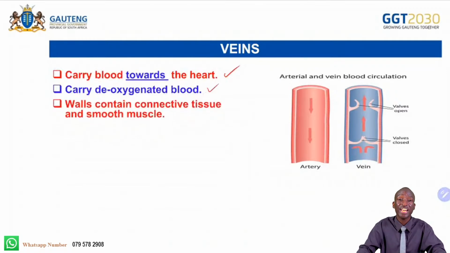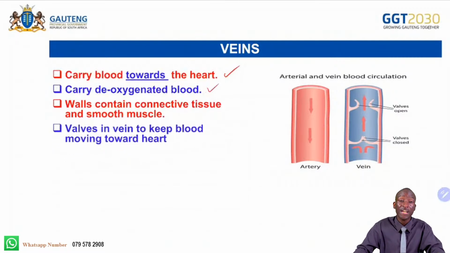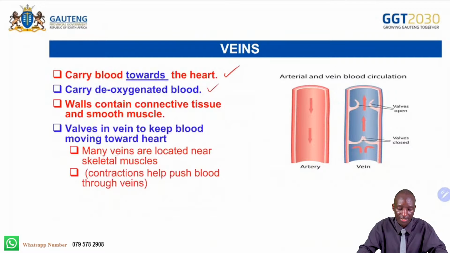Their walls contain connective tissue and smooth muscle. The valves in veins are there to prevent the backflow of blood. So the veins have got valves to keep blood moving towards the heart. Main veins are located near the skeletal muscles, and their contractions help push the blood through the veins.